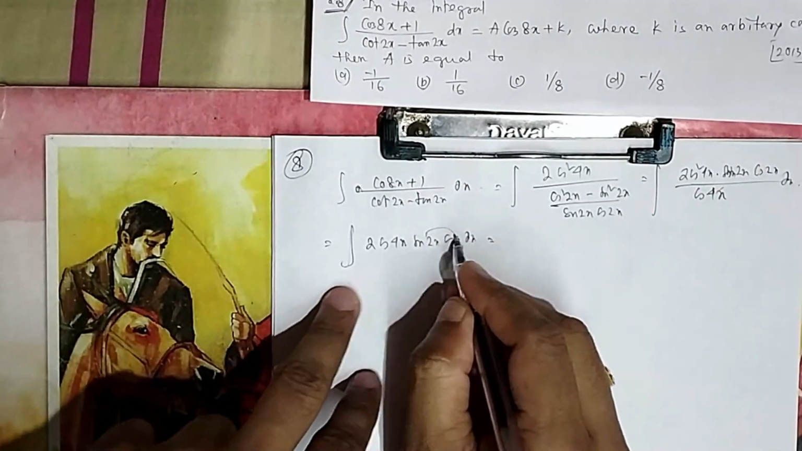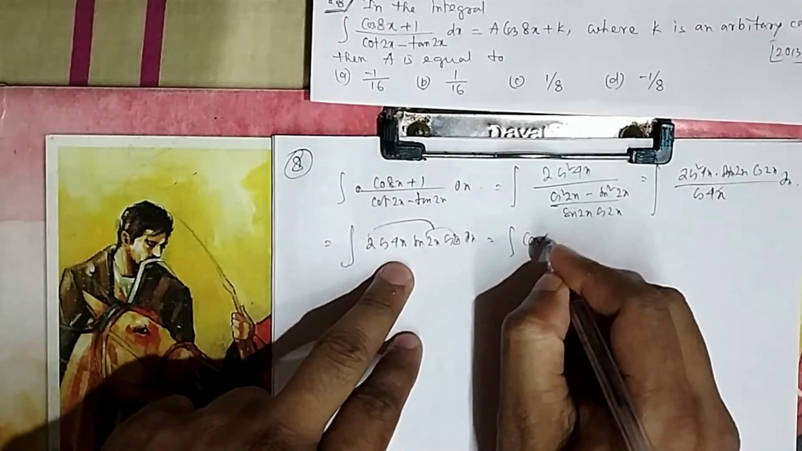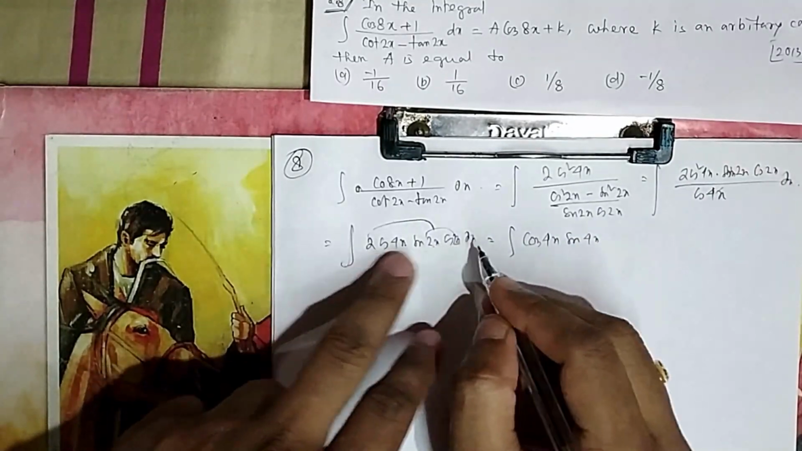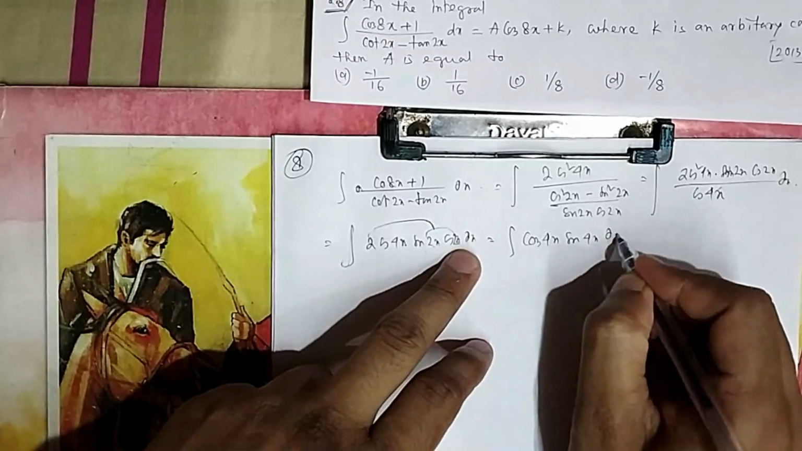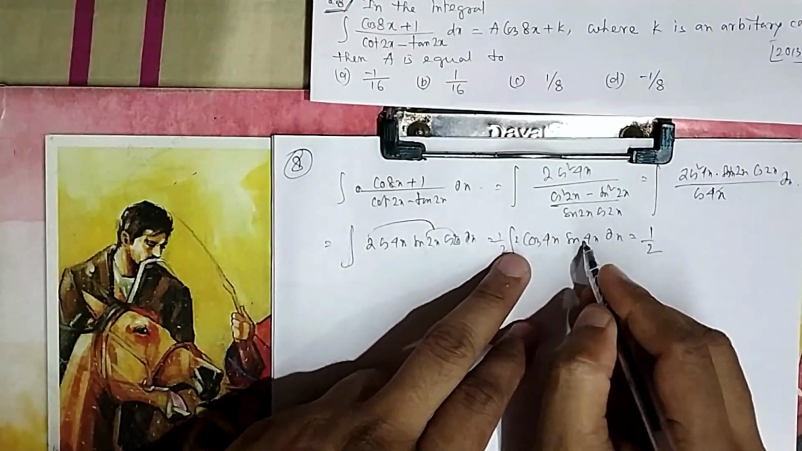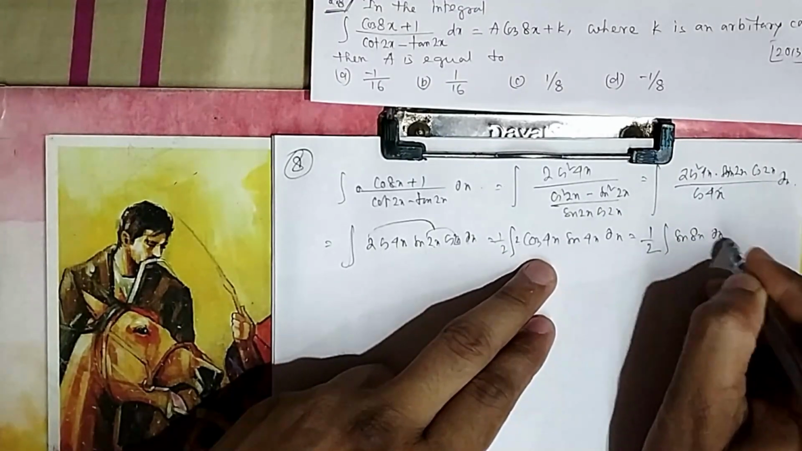Now what is sin 2x cos 2x? Into sin θ cos θ, that again becomes sin 2θ. So ultimately you are left with cos 4x sin 4x. Sin 2x cos 2x is multiplied by 2 sin θ cos θ, which is sin 2θ. Again, if you put 1 by 2 and multiply by 2, then 2 sin θ cos θ is again sin 2θ. So ultimately you are left with sin 8x.